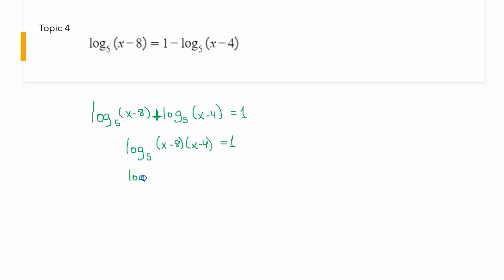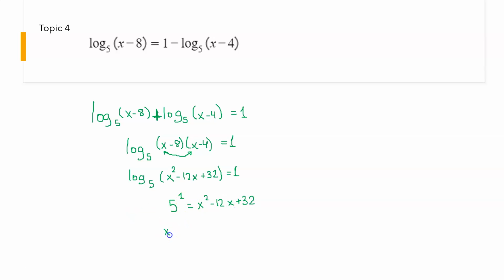So that will be the logarithm to the base 5 of the product of these two, that is x squared minus 12x plus 32 equals 1. That is the product of these two terms. And then you have to rewrite the expression as an exponential expression. So the base is 5, the exponent is 1, so 5 to the 1 equals x squared minus 12x plus 32.